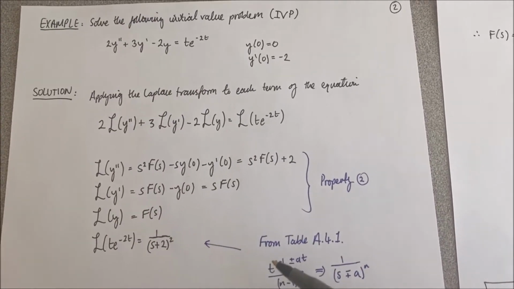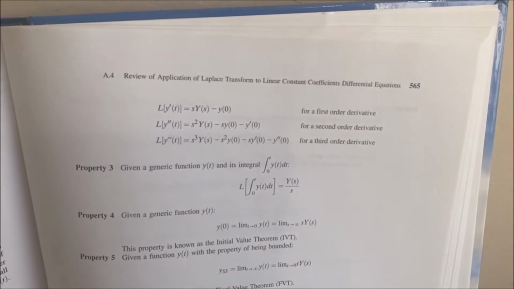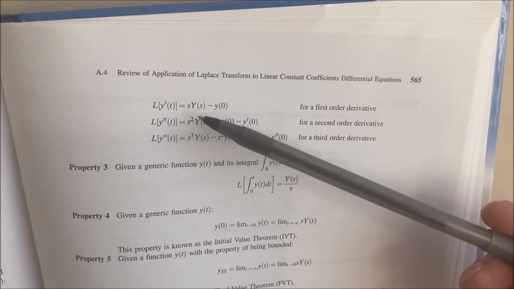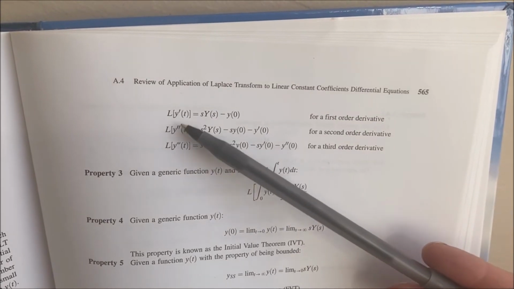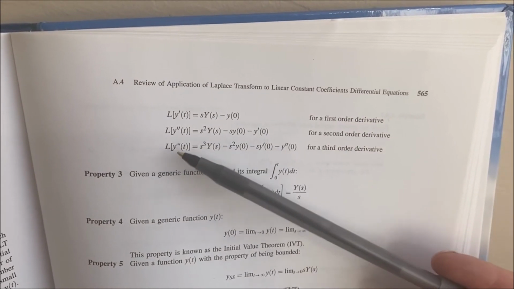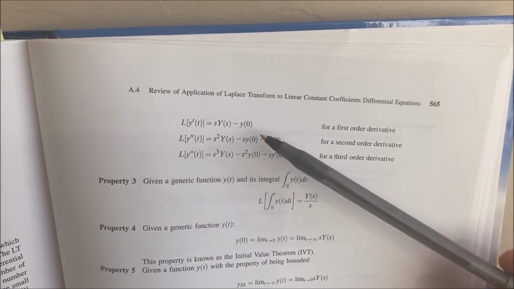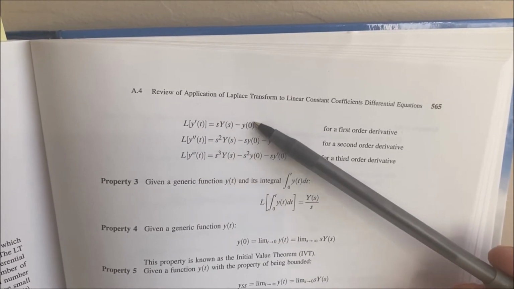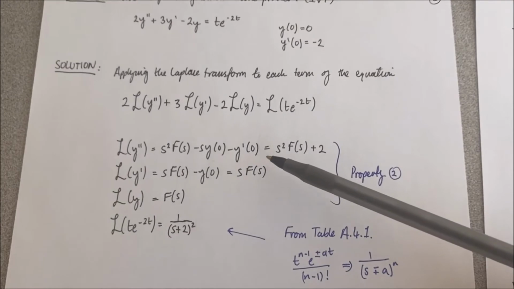So this is from properties number 2 in the textbook, specifically here where it defines the various Laplace transforms of the derivatives of our function y, so y dash, y double dash, and y triple dash. And you can see these depend on our initial conditions. So what I've done is gone ahead and applied our initial conditions that we were given in the question statement to those expressions to get this.